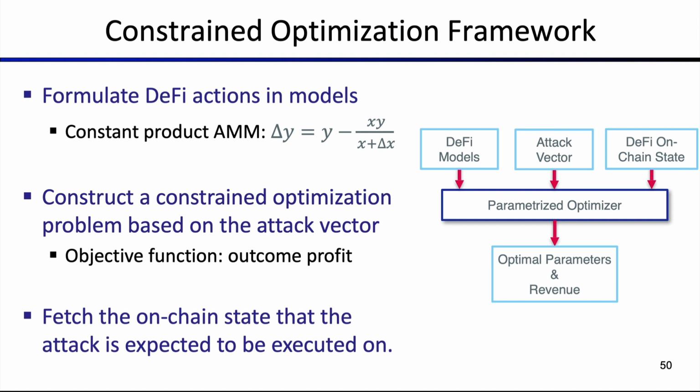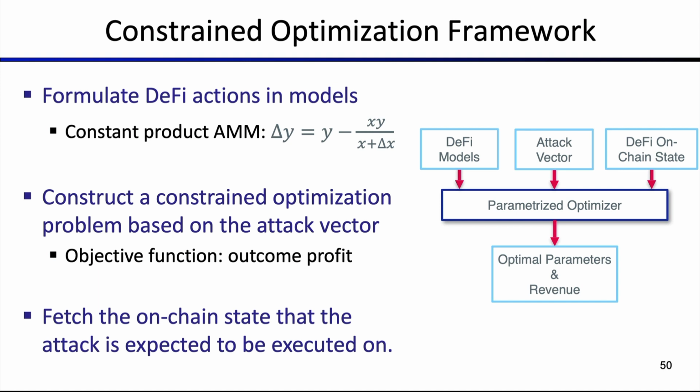So you might ask now, how do we optimize such an attack? So how do we find out what the optimal parameters are to execute such a DeFi attack? Well, what we can do is we can formulate the DeFi actions in models, right? I mean, we know that the constant product AMM, for example, can be expressed in this way here. And given the model, we can construct a constraint optimization problem based on the attack vector. So I'll give you an example just in the next slide.